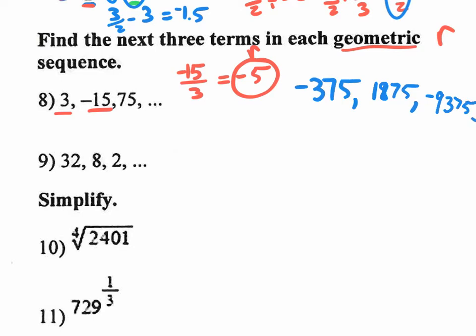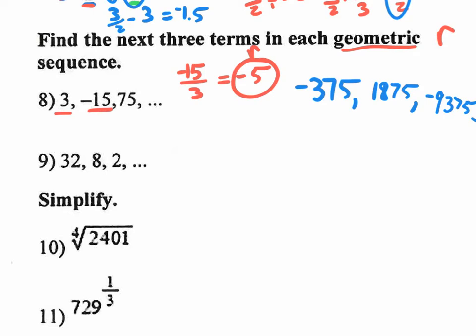So we didn't have to come up with the a sub nth rule. Once you know your common ratio, you could use that common ratio to multiply each number to get to the next number. So if I go 3 times negative 5, I get here. If I go negative 15 times negative 5, I get 75. And so on and so on. So it's all about multiplying by your common ratio.